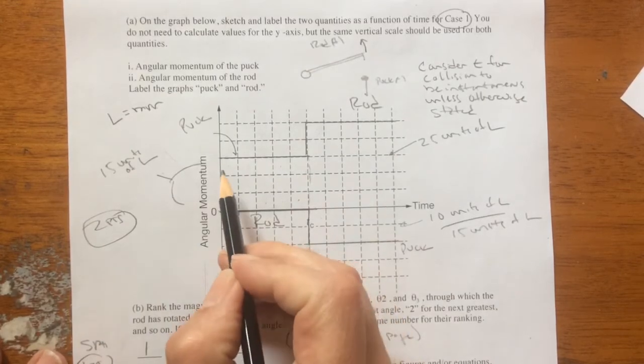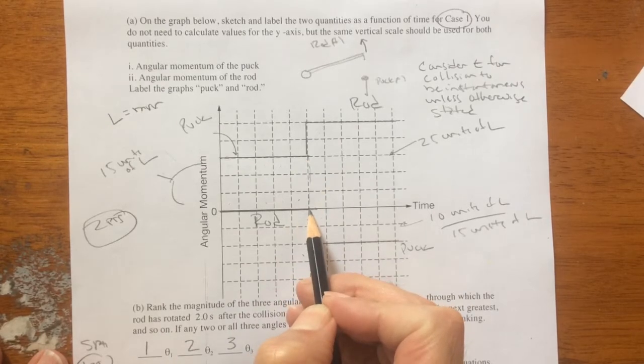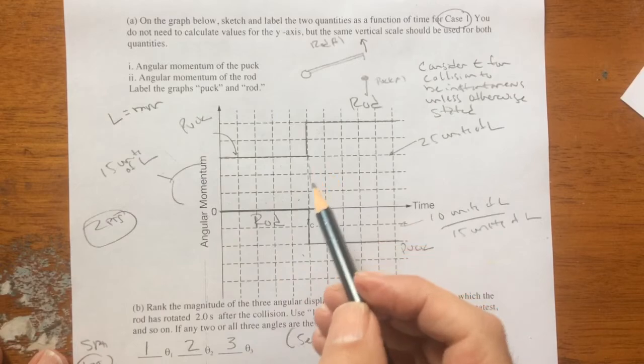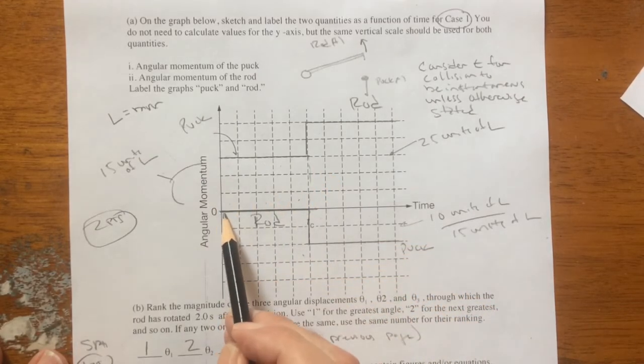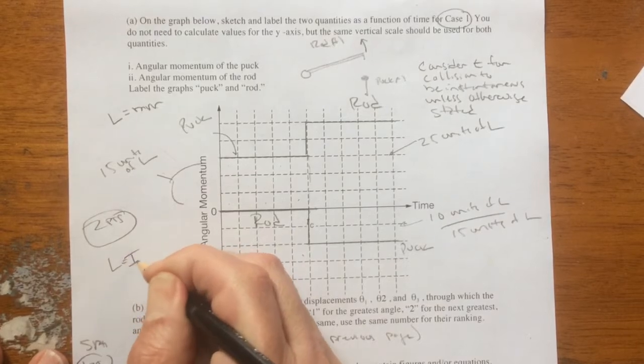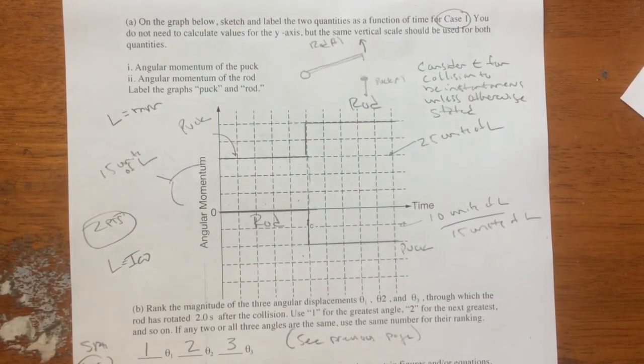I'm going to give it a constant positive momentum until time c. We're told time c is when the collision happens. That's where that time c is. Let's look at the rod. The rod's stationary. Angular momentum equals moment of inertia times angular velocity. If angular velocity is 0, your angular momentum must be 0 as well.